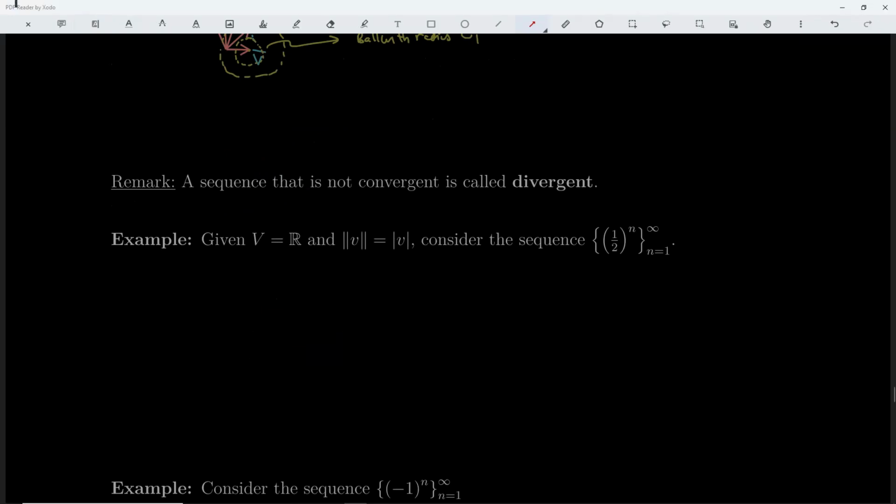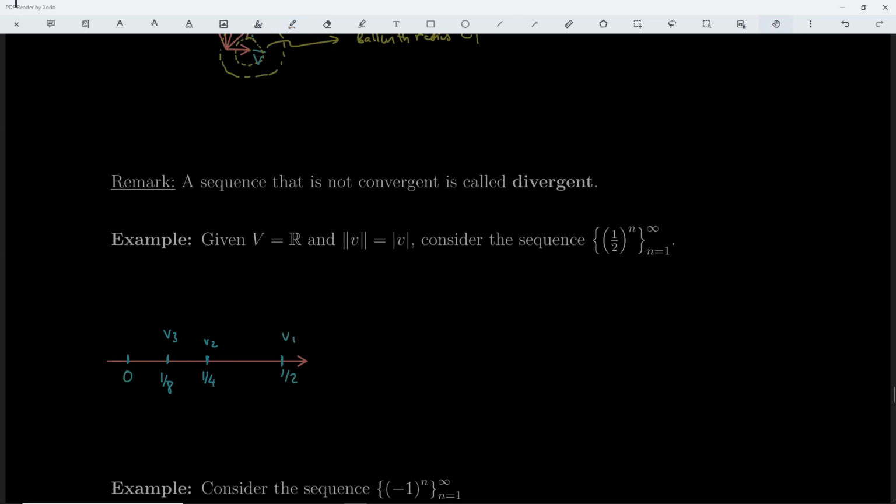So if we plot the real line, suppose this is the real line, and suppose this is 0. Where is the first element of that series? When n is equal to 1, v1 is over here, right? So let's say this is 1 over 2 as v1. And v2 is at 1 over 4, so there is v2. And v3 is somewhere over there.